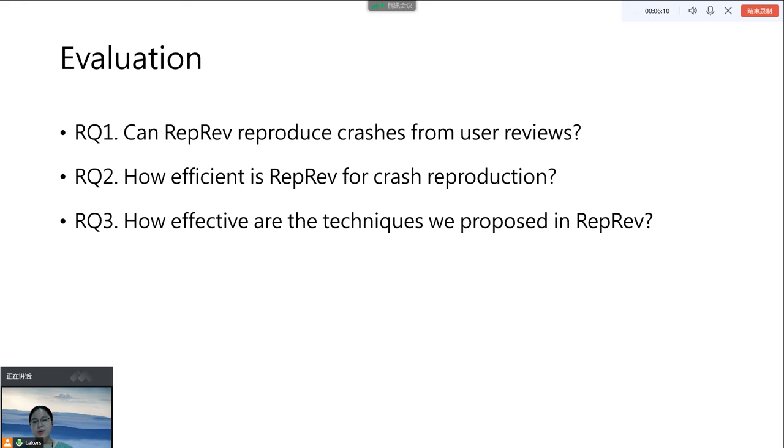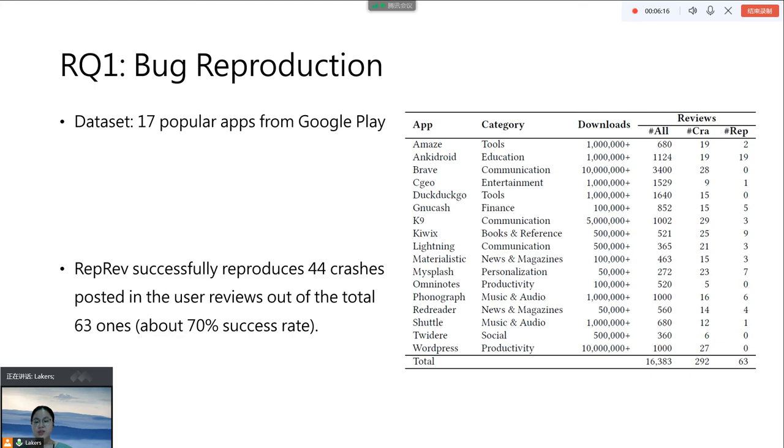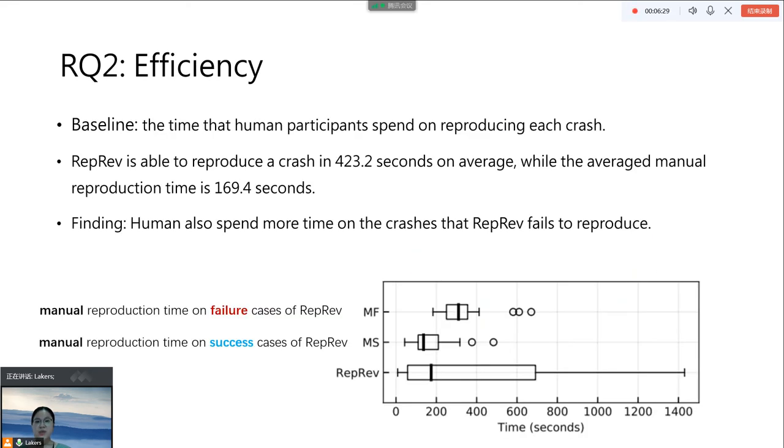To evaluate our approach, we have 3 research questions to answer. For the first one, we collect the user reviews from 17 popular apps from Google Play, and our tool has about 70% success rate. For the second research question, we compare the time of our tool with our human. The average time of our tool is longer than that of a human, but is still acceptable. And we find that humans also spend more time on the crashes that our tool fails to reproduce. It may suggest the difficulty on these user reviews.